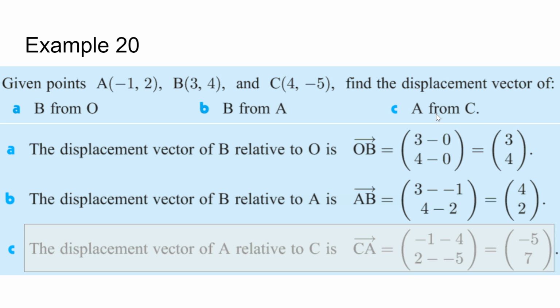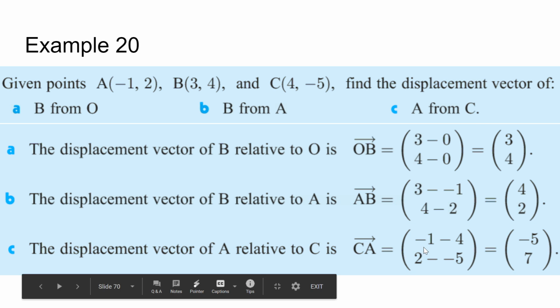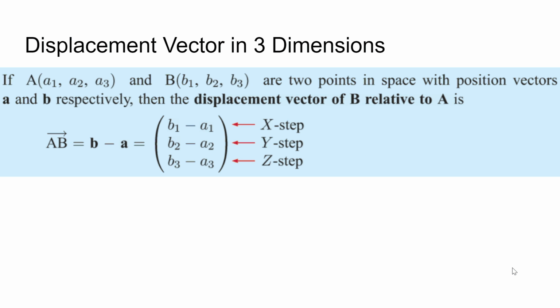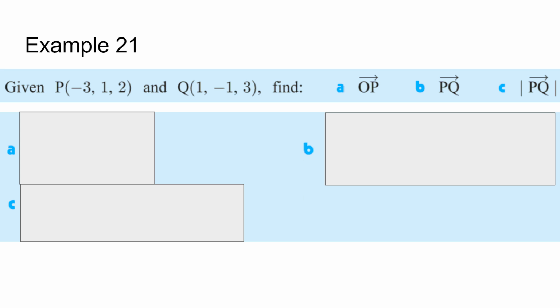Similarly, for A from C, I'm just going to subtract vector C from vector A. So it's going to be negative 1 minus 4, or negative 5, and 2 minus negative 5, or 7. If I have 3 dimensions, no big deal. I'm just going to subtract all 3 components.